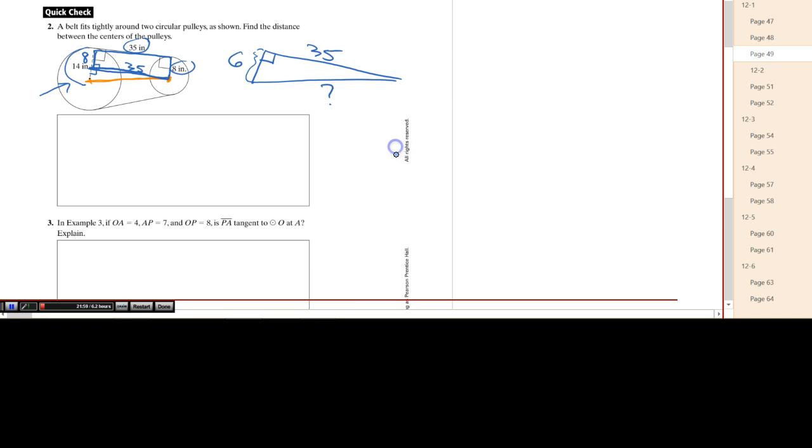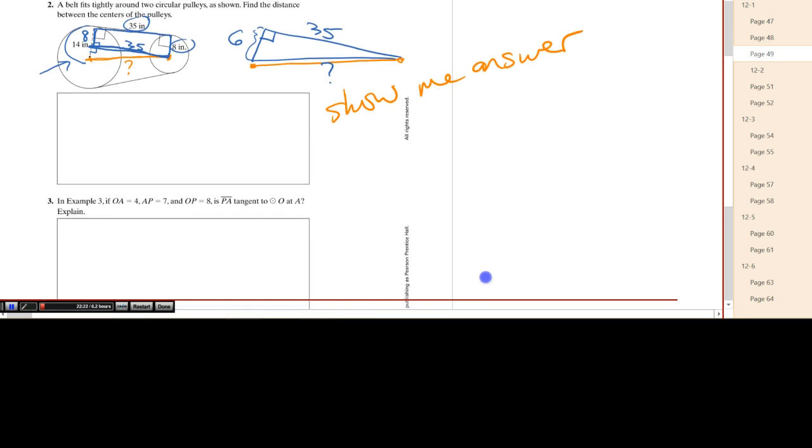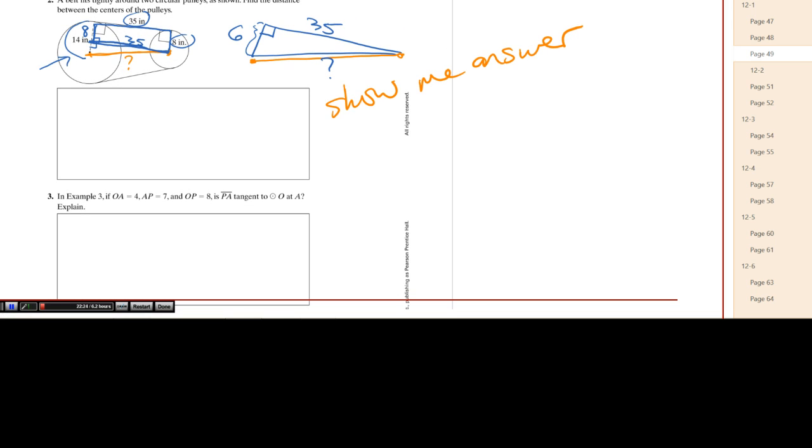And we care about this distance between this point and this point. Go ahead and Pythagorean theorem that, and show me your answer. You're going to show me your answer on this one, and move on.